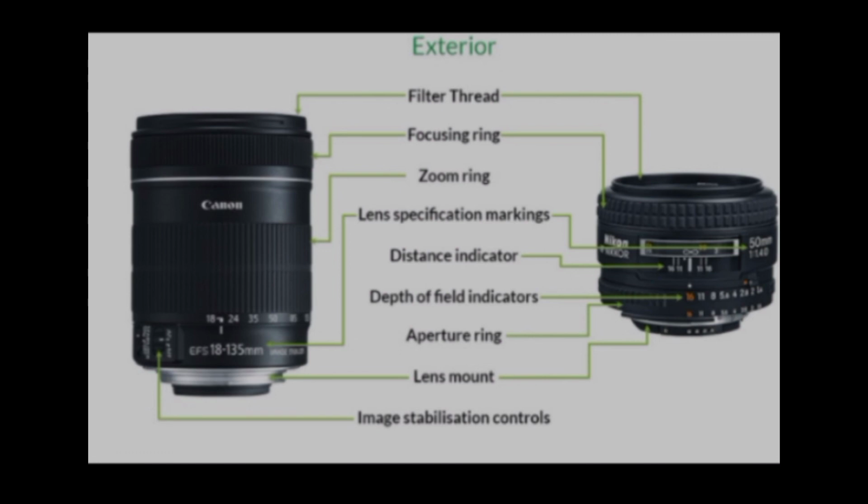LCD screen. Instead of the picture being stabilized by the lens, new camera bodies now include built-in stabilization where the image sensor itself is stabilized. Lenses may be made smaller and lighter as a result of this.